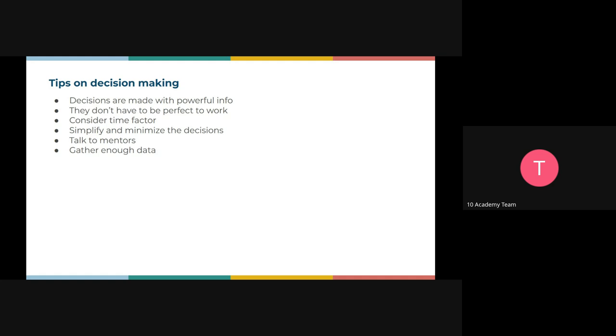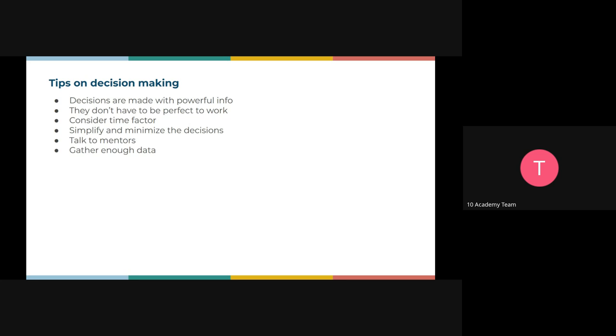But generally, just tips on decision making. Decisions are best made when you have very powerful information. So if you have a lot of data, a lot of reason, a lot of information to support your decisions, that will make a really strong decision for you. And sometimes they don't have to be perfect to work. You just have to try, especially if it's a type 2 decision, you just have to try the different types and fail faster or win faster, whichever works. There's always time to improve and perfect your decisions. And this only works if the decision that you're making is reversible.